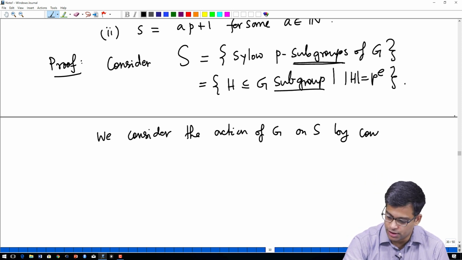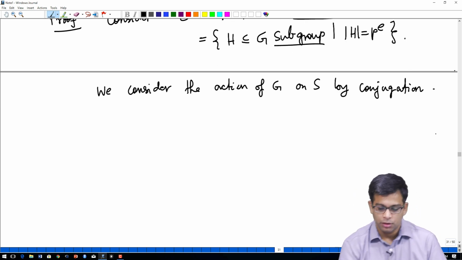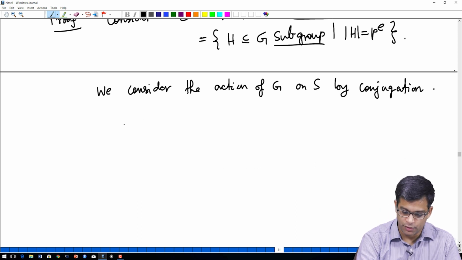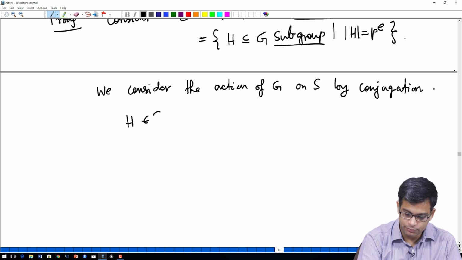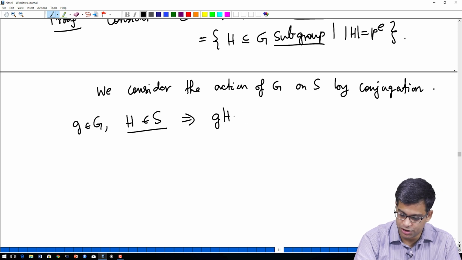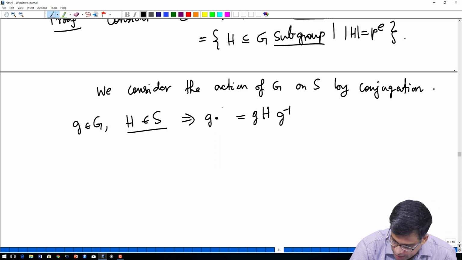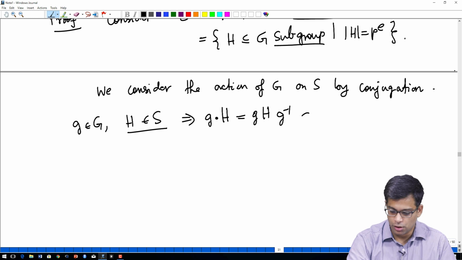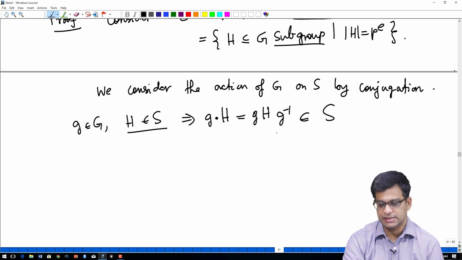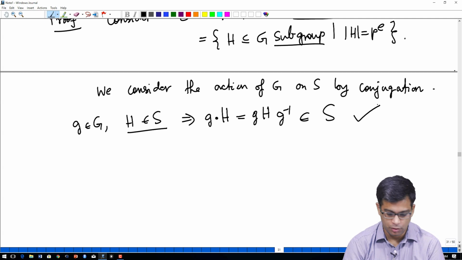So, we are going to consider the action by conjugation. Remember, as I said in the previous video, conjugation preserves this set. In other words, if H is in S and g is in G, then g·H, which by definition is gHg inverse, is also in S. Here it is not the left multiplication, it is the group action. g·H is also in S because gHg inverse is a subgroup and its order is also P power e. So, it is an action. Now, this is the goal for us.